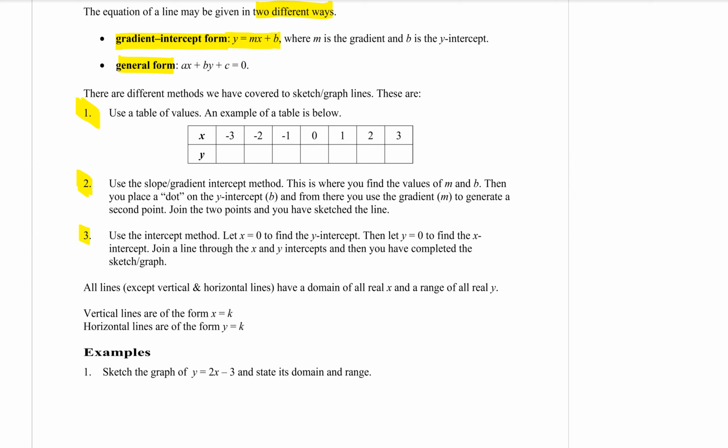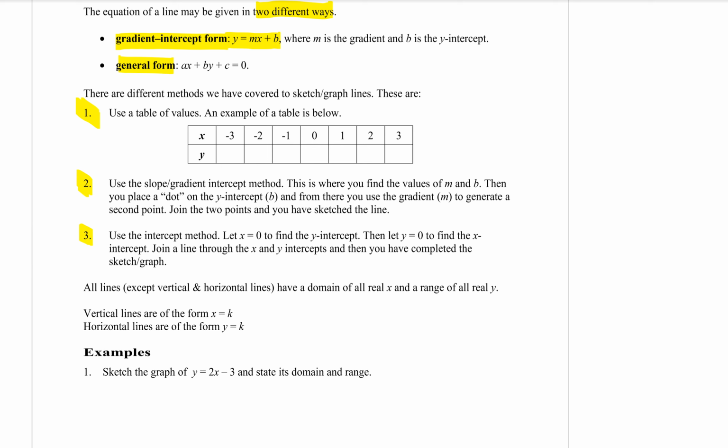And finally, the third method we've already discussed, which is finding the x and the y-intercept by subbing in x equals 0, subbing in y equals 0, finding those two intercepts to put on your graph. You can only ever use that method, however, if your line does not go through the origin. Okay, otherwise 1 point is not enough to sketch a straight line. You need at least 2.